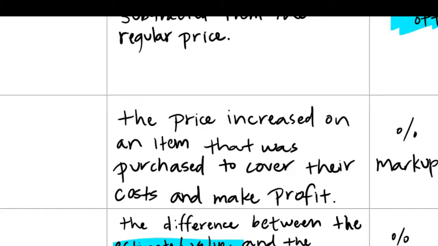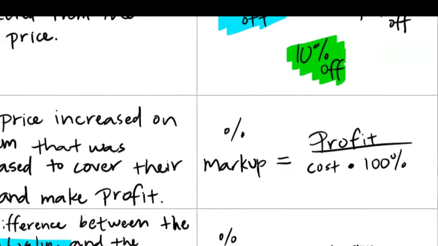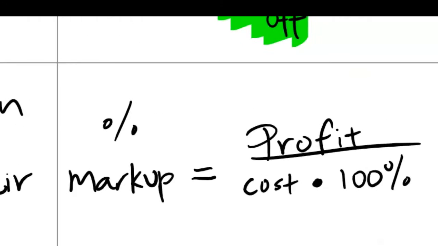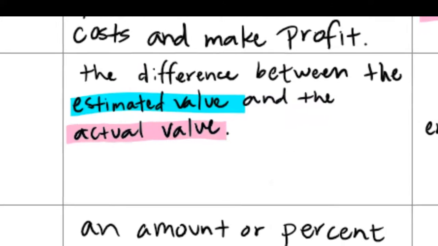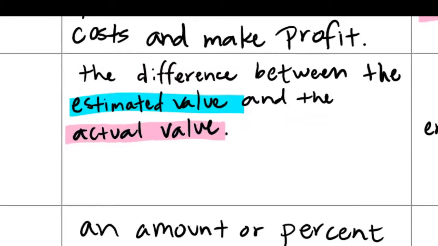So you're making back that $1 that you spent along with $2 extra that is basically going to be your profit. Another way to identify that in an equation, we would have your profit divided by how much it cost you, times 100%, which will give you your percent markup. All right. So now your percent error is the difference between the estimated value and the accurate value.